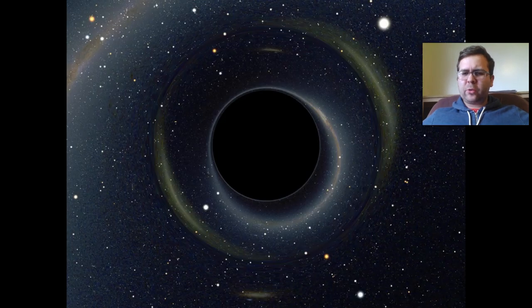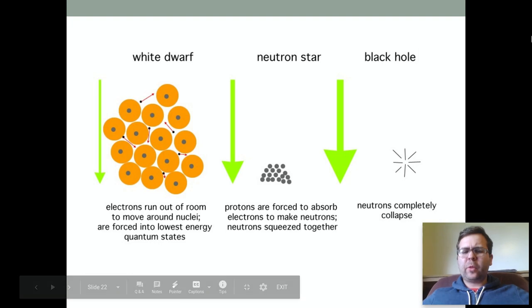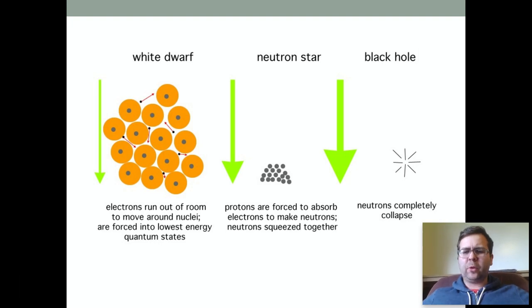Here's an artist rendition of a black hole. The gravity is so strong that even light gets bent around, and that's why it's having these kind of weird effects on the light around it. So, in summary, these are the three possibilities for the end of a star's core.